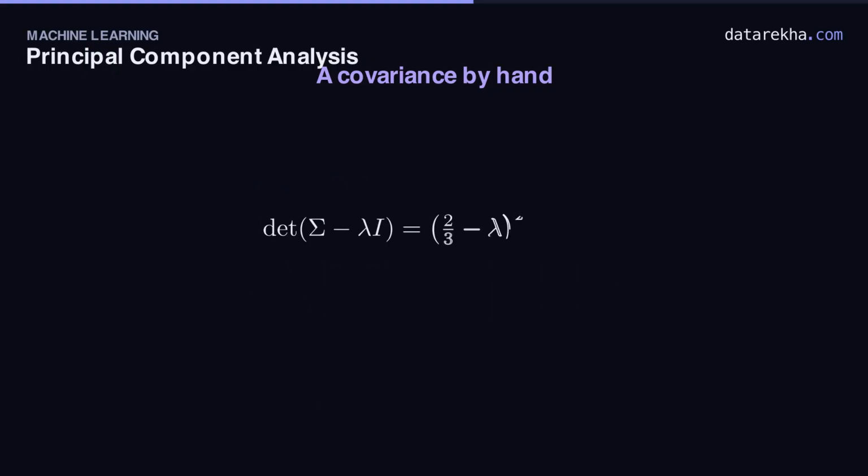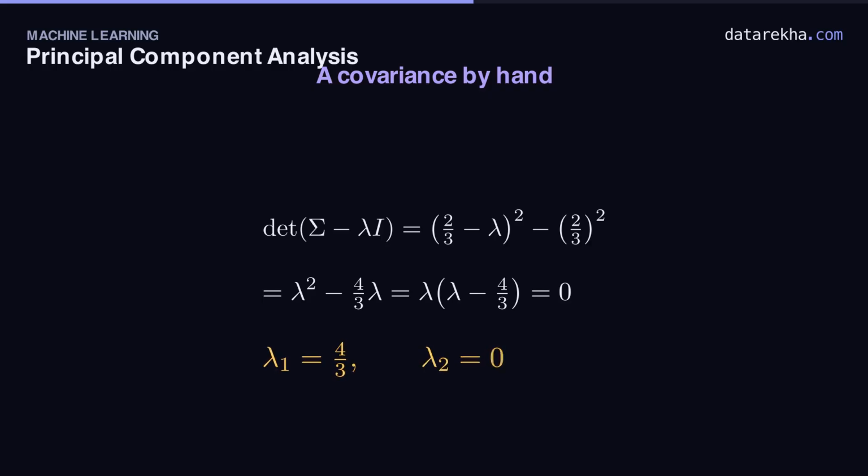Step 3. The eigenvalues. Subtract lambda down the diagonal and take the determinant. (2/3 minus lambda) squared minus (2/3) squared. That simplifies to lambda squared minus 4/3 lambda, which factors as lambda times (lambda minus 4/3). So the eigenvalues are 4/3 and 0.